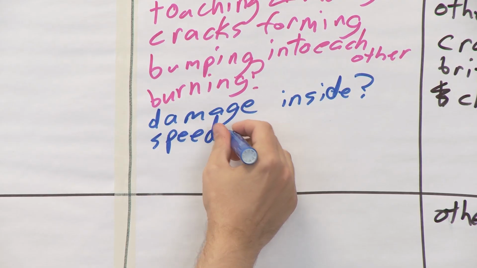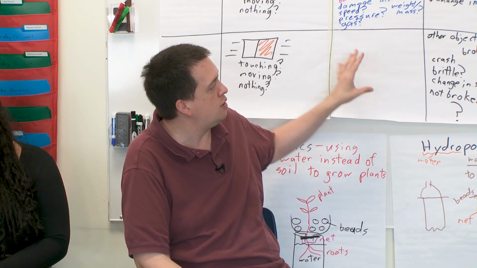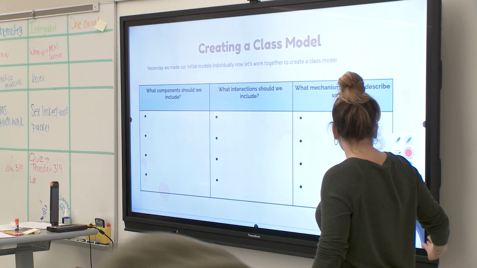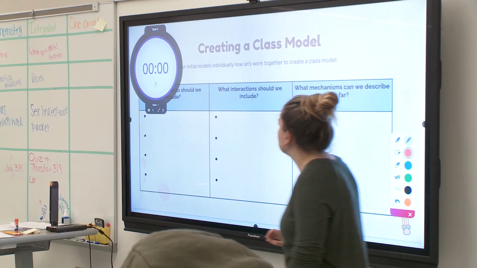If your model ends up messy, awesome. Question marks, crossouts, weird diagrams, it's a sign that kids are actually curious. It means that you've got something worth figuring out on your hands. Finally, use a timer. If you're worried about time, you are not alone. The truth is that creating an initial consensus model in a science circle takes time, especially if this is the first time you and the students are making one together.